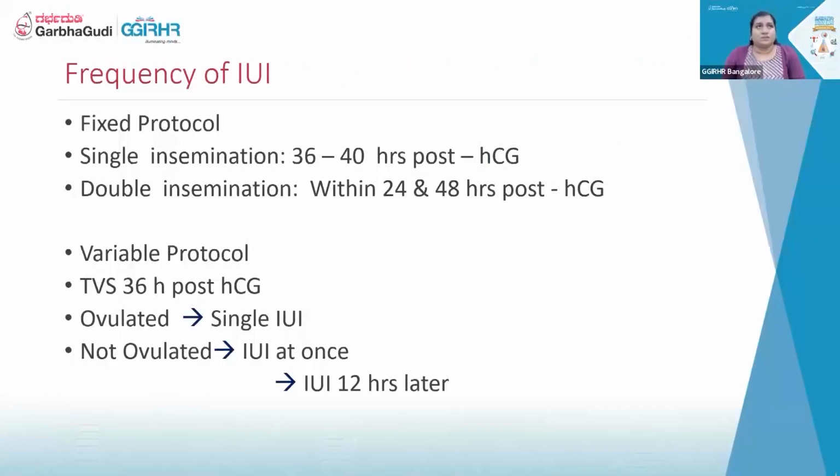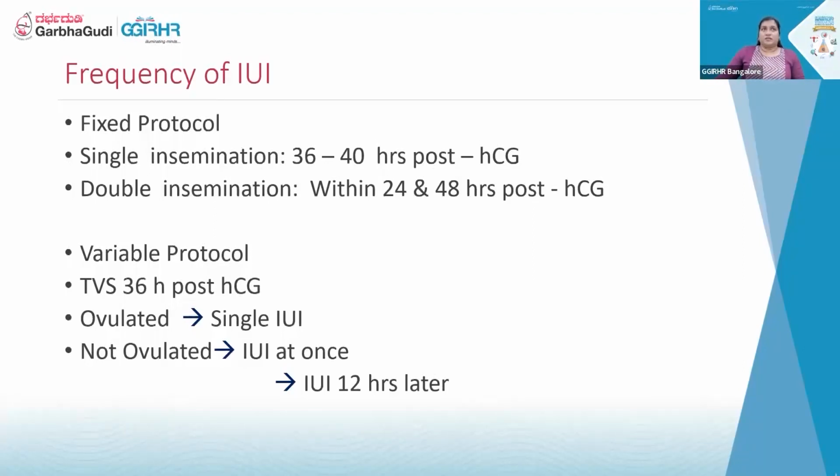Frequency of IUI. This is what I was talking about previously. When we fix a protocol, if you have previously decided that we have to do only single IUI, then we will do a single insemination at 36 to 40 hours after HCG injection. If we have previously fixed that we are going for double insemination, then we will do 2 IUIs at 24 hours and 48 hours post HCG.